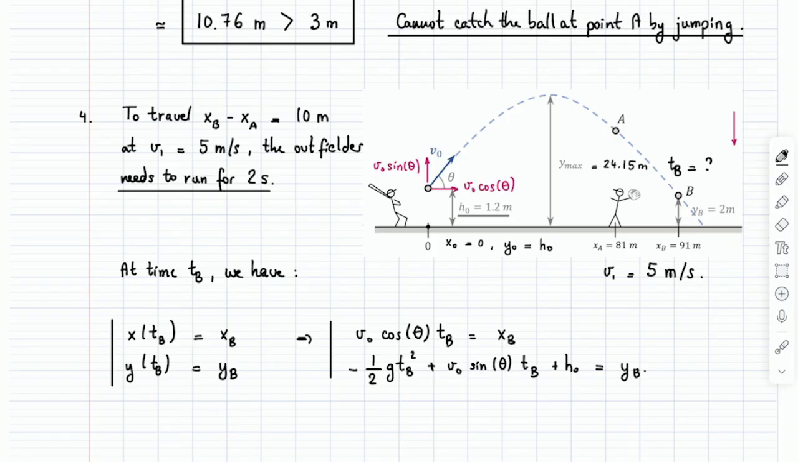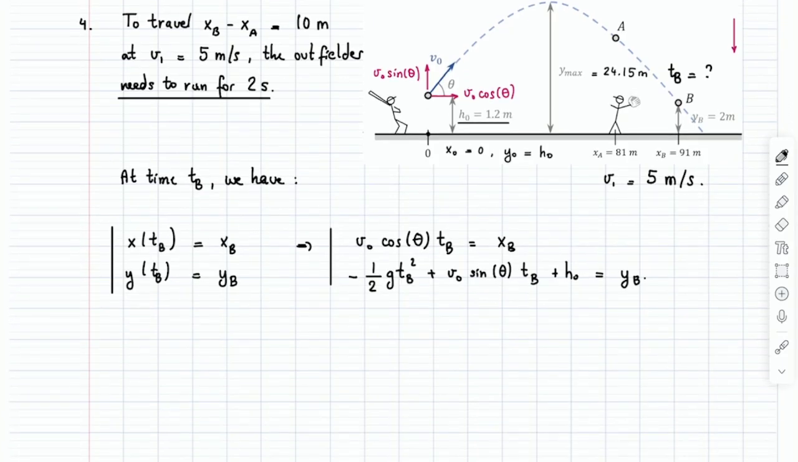And I'm not solving the second one. That's a quadratic. If I have to, sure. But if I don't, no. So I'm going to solve the first one. I'm going to get TB there. Based on what I wrote up here, TB is just going to be equal to XB divided by V0 cosine theta. That is going to be 91 divided by 30 times cosine of 45, and that is going to be 4.29 seconds.